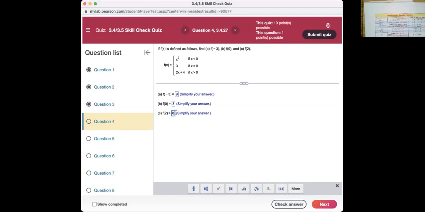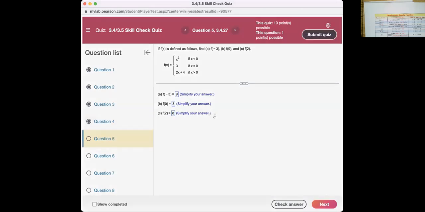You can also just say f of 2 means x is greater than 0. So I'm going to put 2 in for x in 2x plus 4. 2 times 2 is 4, 4 plus 4 is 8. So you can get that answer algebraically as well. For -3, x is less than 0, so I'm going to use f of x equals x squared. (-3) squared is 9. So you can do it either algebraically or with Desmos.